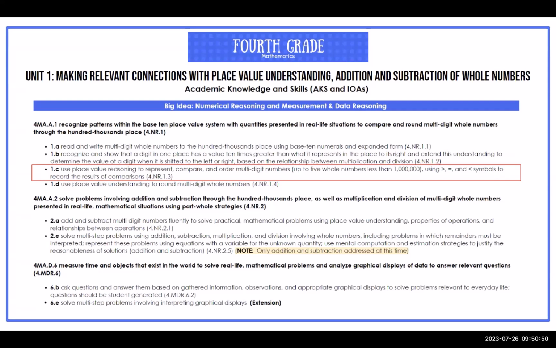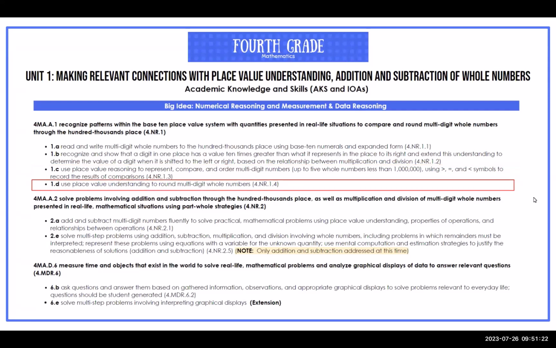This is for IOA 1C. Students use place value reasoning to represent, compare, and order multi-digit numbers less than 1 million through the 100,000s place. This includes ordering up to 5 whole numbers. Students use symbols to record the results of the comparison. Students are developing a solid understanding of building and comparing numbers based on their magnitude. And for IOA 1D, students will explore rounding within multiple authentic situations.